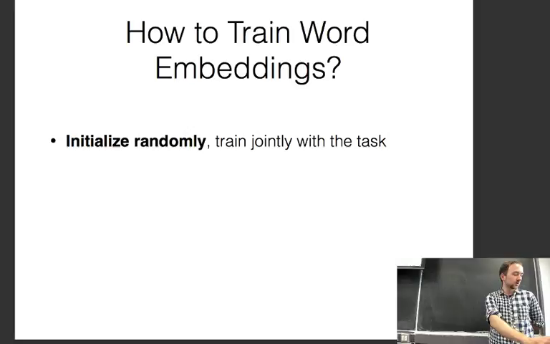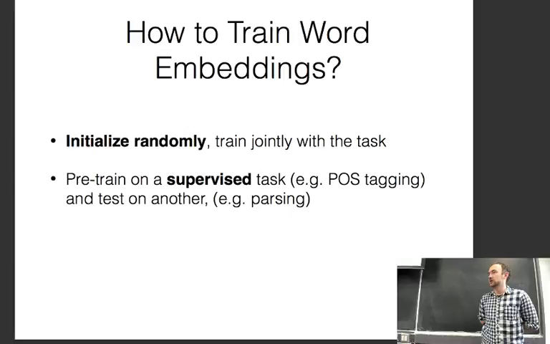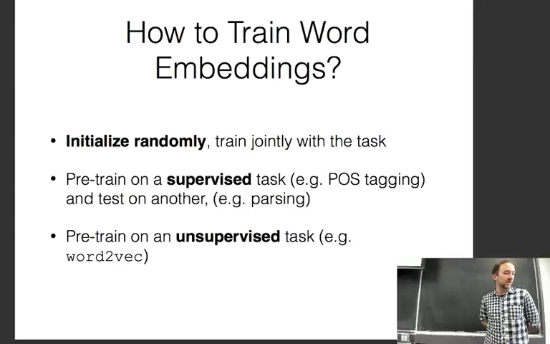The second one, and this is actually quite rare, I think, it's not very common to do this, is you have some supervised task where you created annotation data, like part of speech tagging, and then you can test it on another task, for example, parsing. This was cited in the paper, but I actually don't know of very much work that has done something like this. And much more commonly, we have pre-trained on some unsupervised tasks, so we don't actually care about this task very much at all. But then we use it on another task that we do care about.